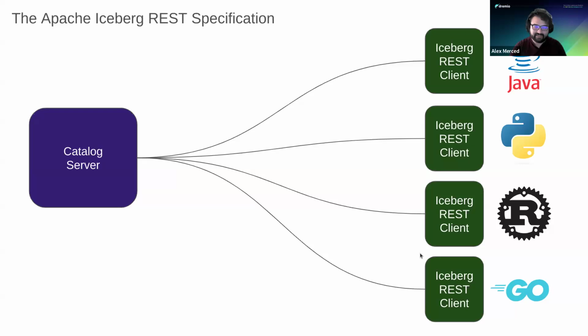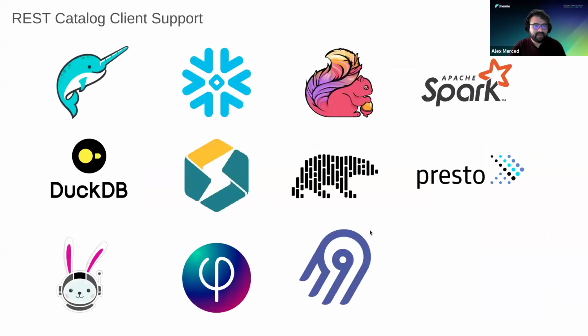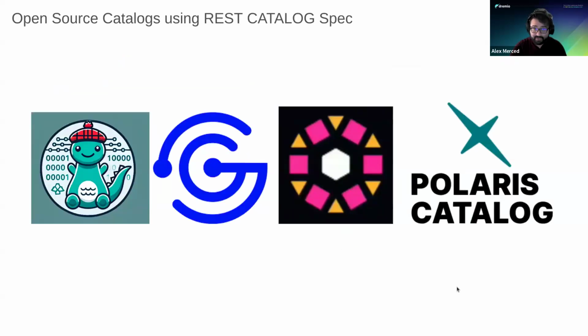There's only one client that has to be implemented for each language, and then every catalog can use that client, making life way easier. And that's become the standard. Okay, and there's many different tools that support this standard. As you can see here, many of the tools currently have REST catalog support of some level.